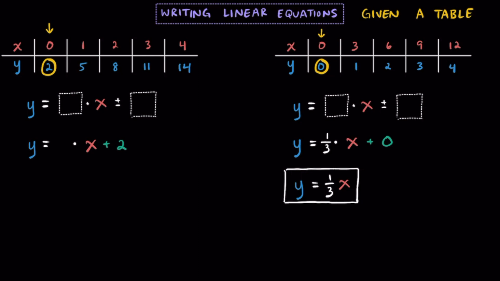If that's true, go ahead and take away 2 from all of the y values and see what happens. If we take away 2 over here, 2 minus 2 is 0. If we take away 2 here, 5 minus 2 is equal to 3.